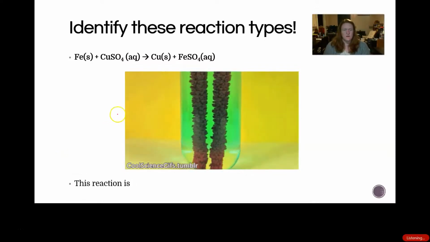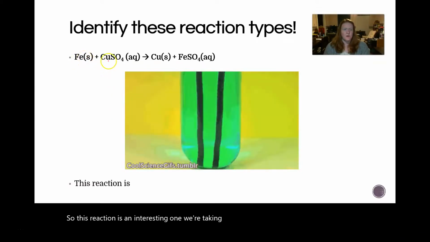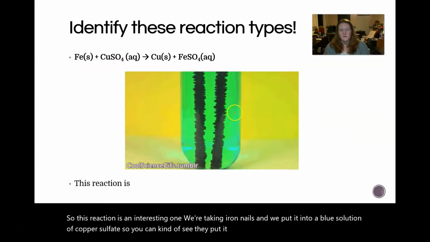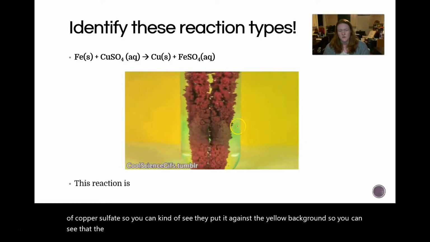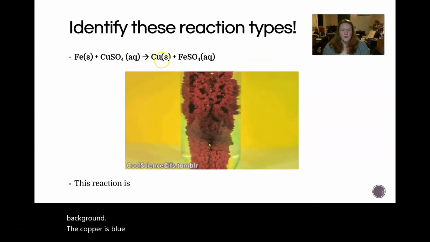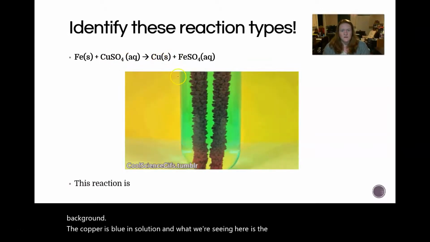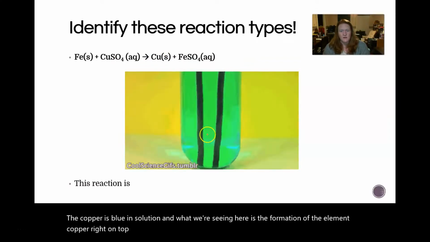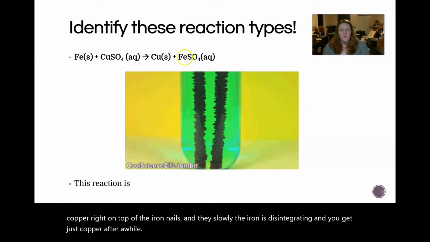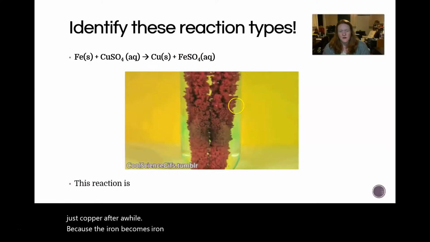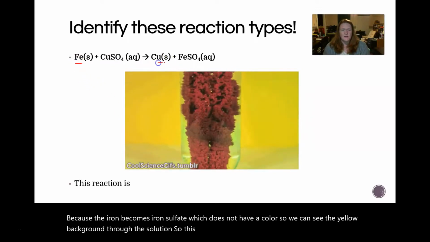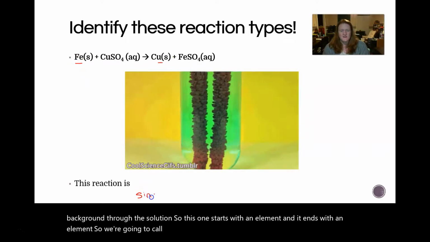Okay, so let me explain what's happening here. This reaction is an interesting one. We're taking iron nails and we put them into a blue solution of copper sulfate. You can kind of see, they put it against a yellow background so you can see that the solution is colored. It looks green, but it's actually a blue solution on a yellow background. The copper is blue in solution. And what we're seeing here is the formation of the element copper right on top of the iron nails. And the iron is disintegrating and you get just copper after a while. Because the iron becomes iron sulfate, which does not have a color, so we can see the yellow background through the solution. So this one starts with an element and it ends with an element. So we're going to call this one single displacement.